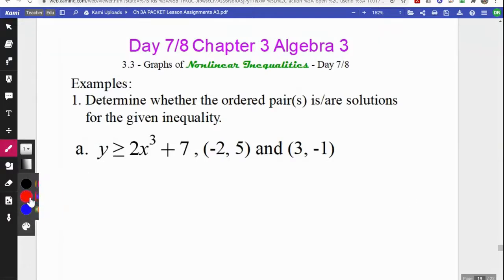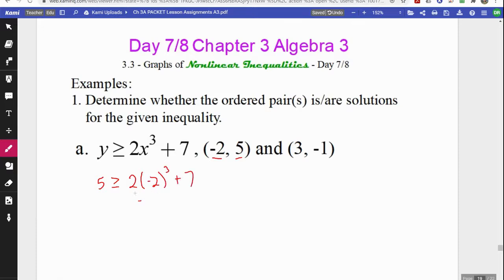So really, first of all, we want to be able to determine whether ordered pairs are a solution for an inequality. And all we do is just plug in x and y. So for this point, we plug in 5 for y and -2 for x.